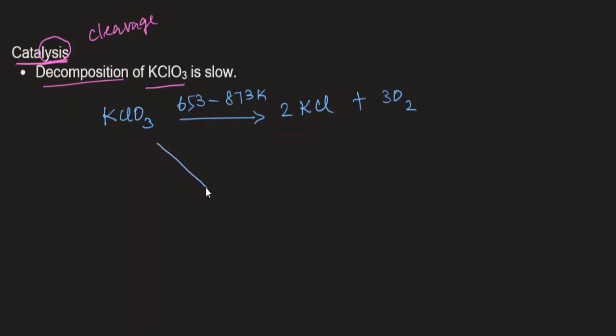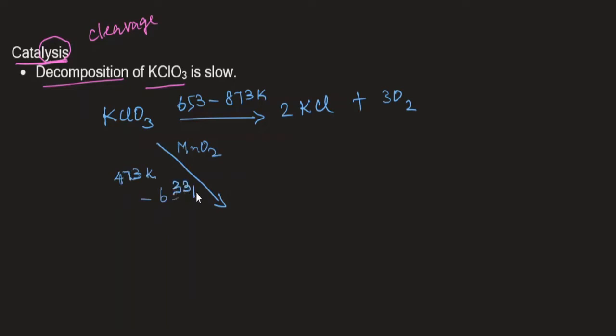But at the same time, when it is decomposed in the presence of manganese dioxide, a little bit only, we have to take a very small quantity of manganese dioxide. Now the reaction is faster, and not only that, the reaction temperature has also come down to 473 Kelvin to 633 Kelvin.